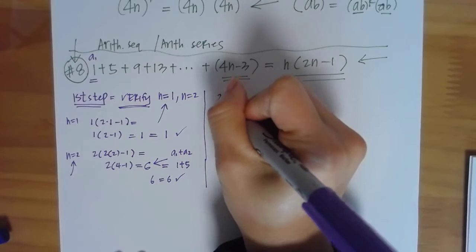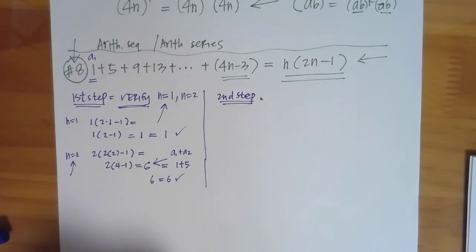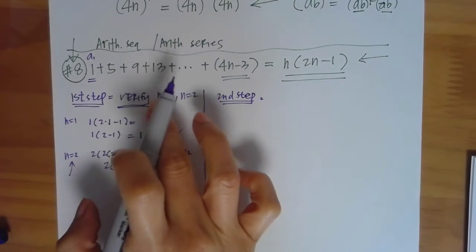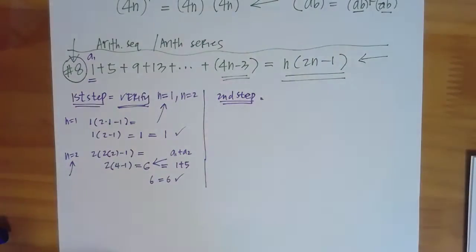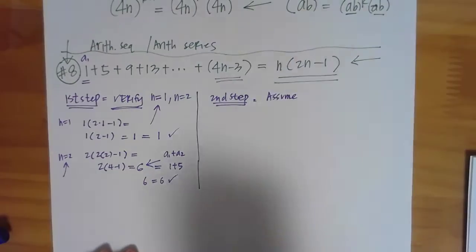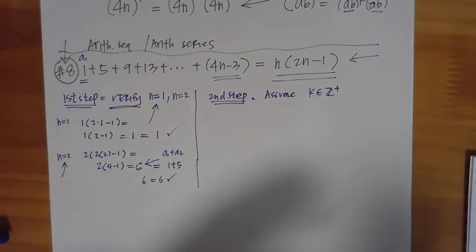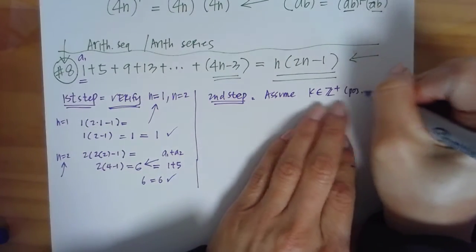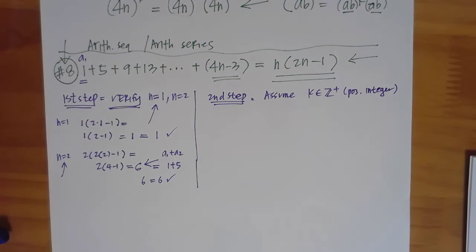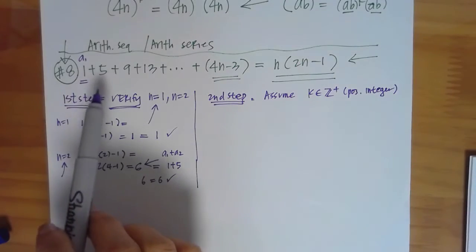Let's go to the second step. Again, these steps are necessary. It's mandatory that you show this. So first step, verify for n equals 1 and n equals 2 that this formula is true. Second step is this. Assume that k is some integer value, a positive integer. So I'm going to write this as positive integer. The k is some positive integer. Now, we're saying that the first one works and the second one works, right?